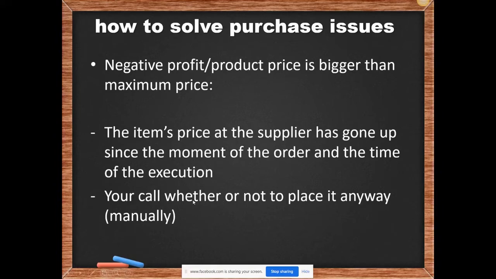So when do you decide to place it manually, or when do you decide not to? Usually, personally, I will push the order anyway if the loss is minimal, for example $1 or even $2. And it depends, because when I use my personal accounts, I have discounted gift cards. Sometimes the discount itself covers my loss, so I'm not really losing. I'm just breaking even.